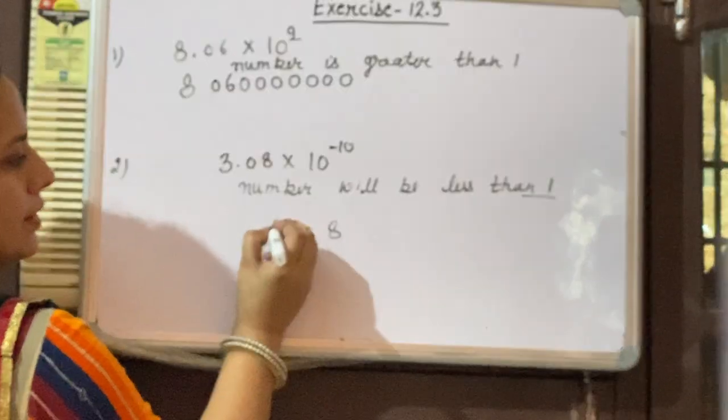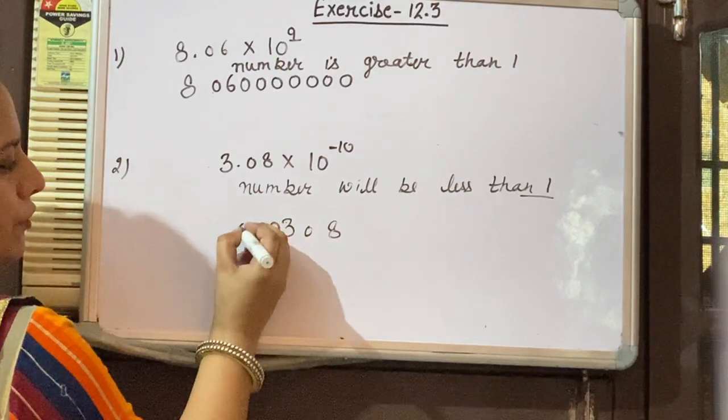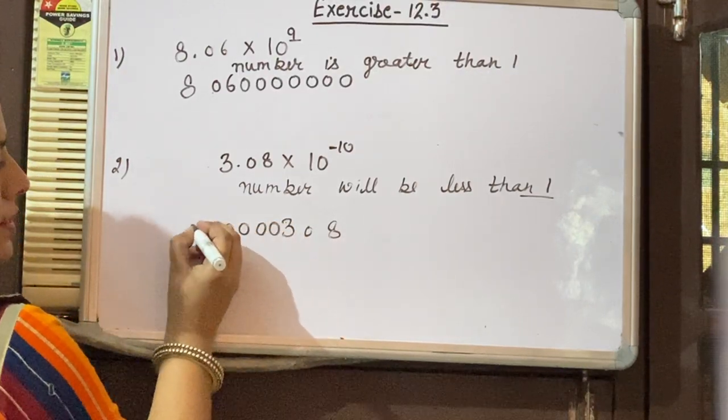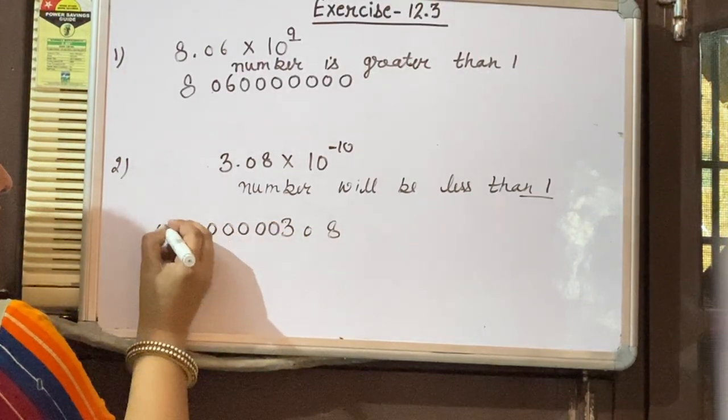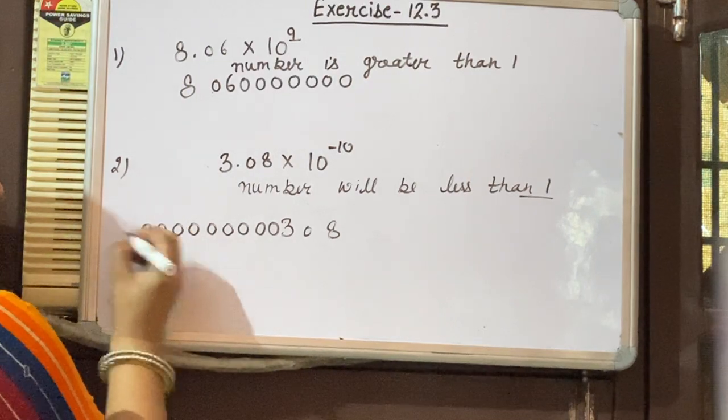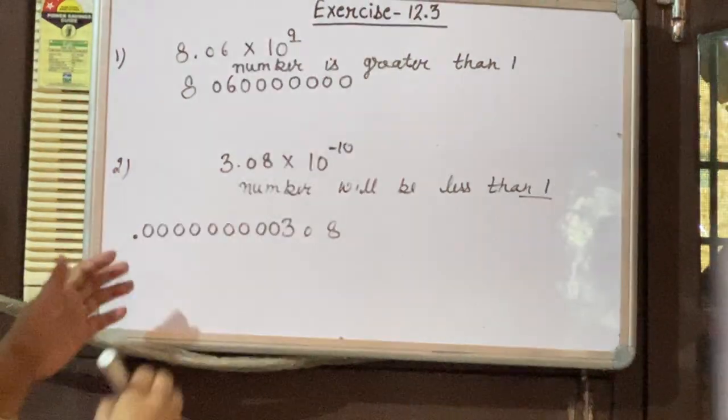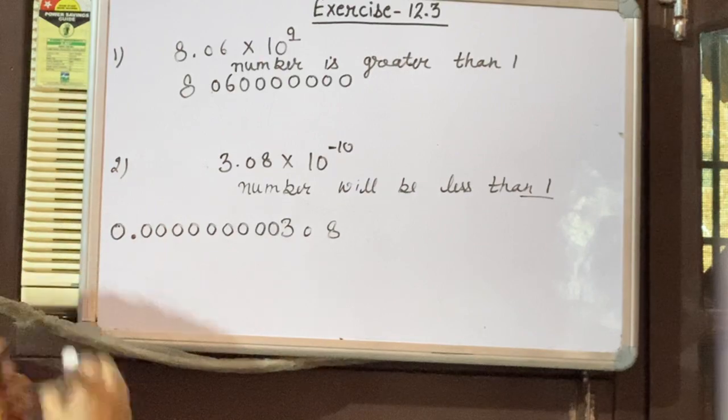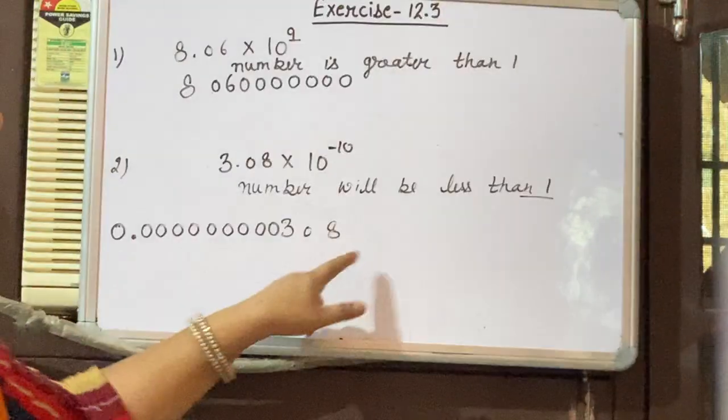This is the first digit, second, third, fourth, fifth, six, 7, 8, 9, 10. After here put the decimal, and before the decimal also put 1 0. So this is the usual form.